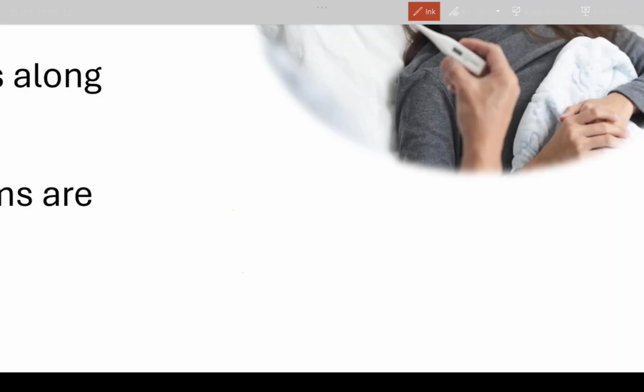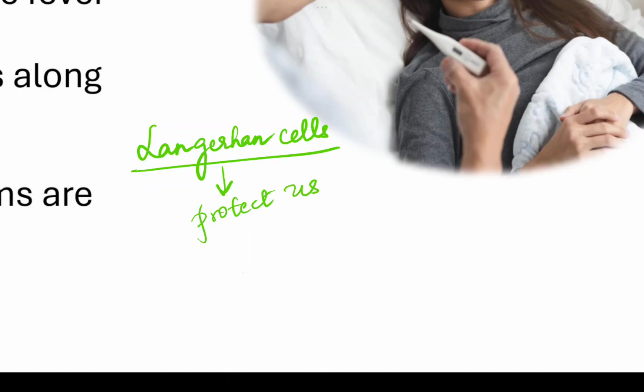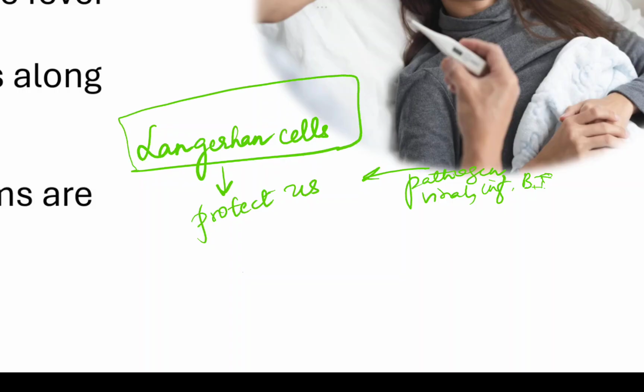What happens? The Langerhans cells. These Langerhans cells normally protect us. What is the function of these cells? They normally protect us from outside pathogens. It can be a foreign body, virus, bacteria, viral infection, bacterial infection, fungus, whatever. So normally the Langerhans cells protect us, but dengue instead uses these Langerhans cells to spread the infection.